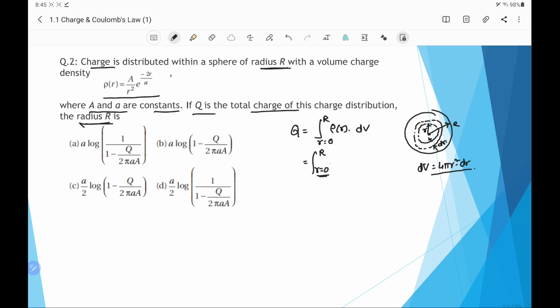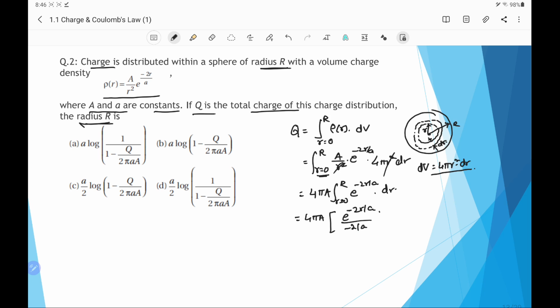This is our limit of integration, and rho r is given as A by r square into e raised to the power minus 2r by a, and dV is 4 pi r square dr. Here r square and r square cancel, and constant terms are taken out of the integral. It will be 4 pi A integral r equal to 0 to capital R of e raised to the power minus 2r by a into dr. Now integrating it, we will get e raised to the power minus 2r by a by minus 2 by a, and the limit is r equal to 0 to capital R.